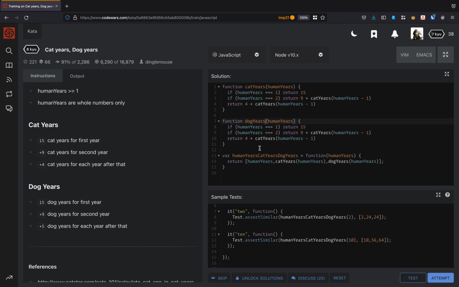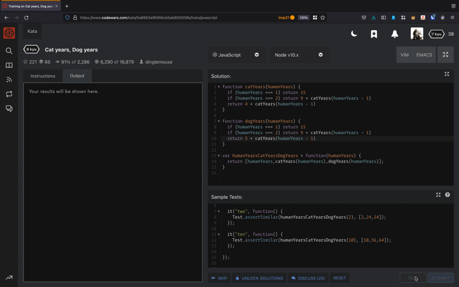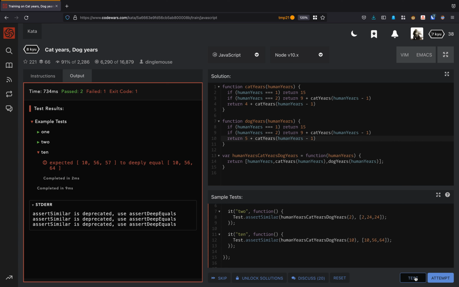With dog years we are going to do 5, but otherwise the same, right? So 15, 9, and then 5. Okay, let's see how we did. Okay, 10 expected 10, 56, 57 to equal 10, 56, 64. Okay, weird. So 56, 57.